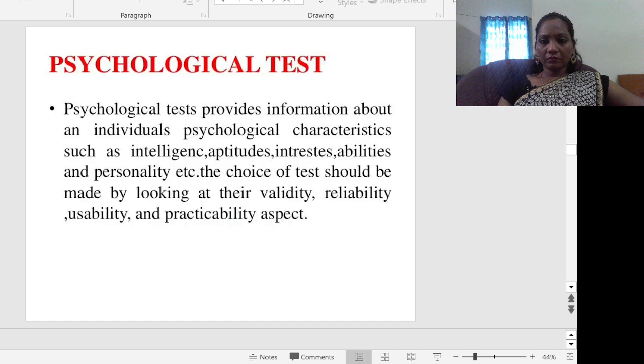Now we'll discuss the psychological test. A psychological test provides information about an individual's psychological characteristics such as intelligence. Everybody knows that when we speak about psychology, we speak about intelligence, aptitude, interest, abilities, personality, etc. The choice of test should be made by looking at its validity, reliability, usability, and practicability. These are the things we need to see.